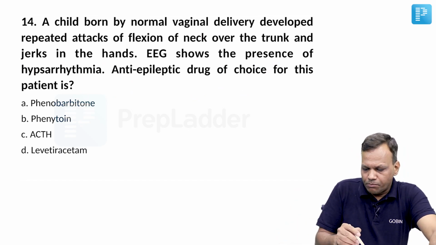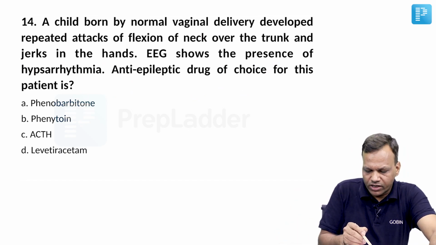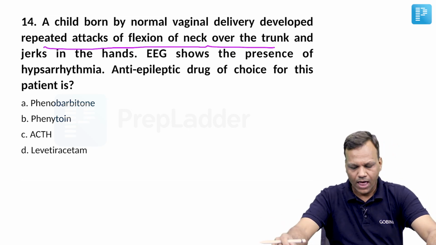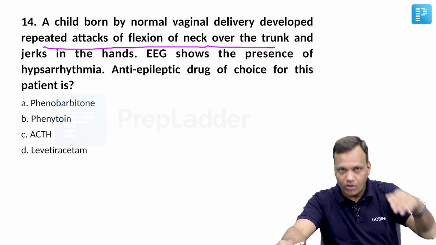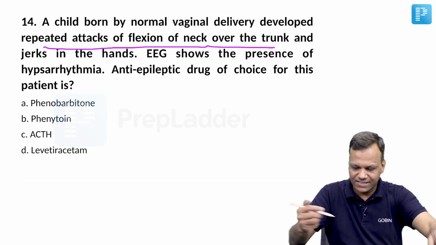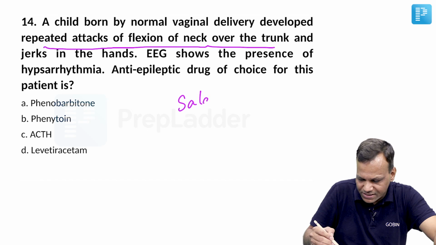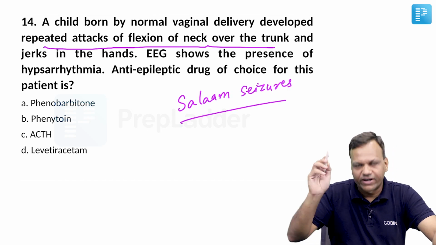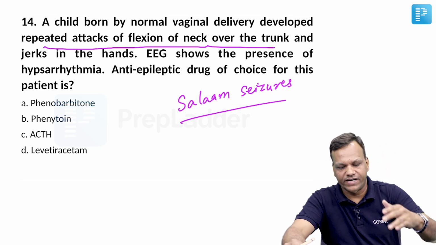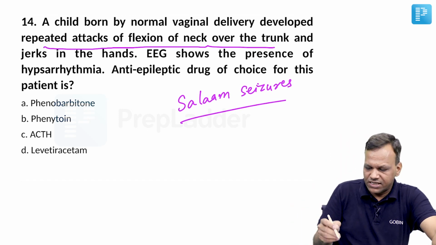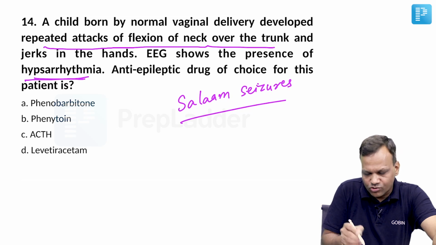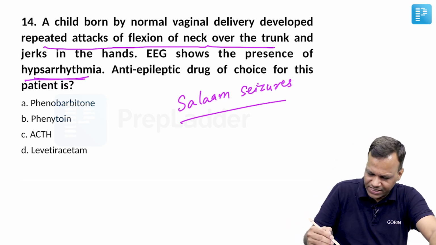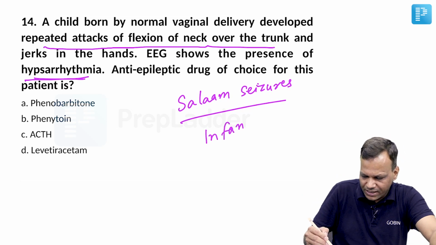A child born by normal vaginal delivery developed repeated attacks of flexion of the neck over the trunk and jerks in the hands. So what is this known as? Yes, this is called salaam seizures. Flexion of the neck and jerking of the hands. Clear? Salaam seizures. ECG shows the presence of hypsarrhythmia. So hypsarrhythmia is present, salaam seizures are present. The diagnosis is, yes, infantile spasms.